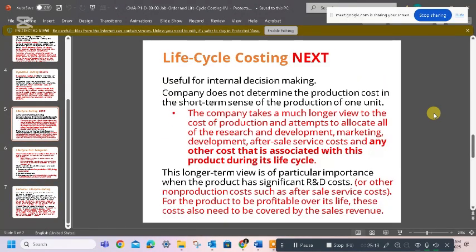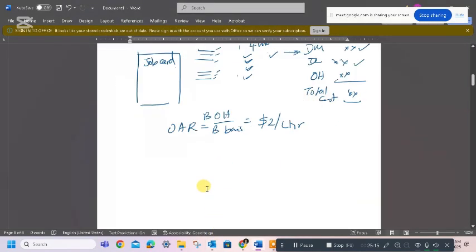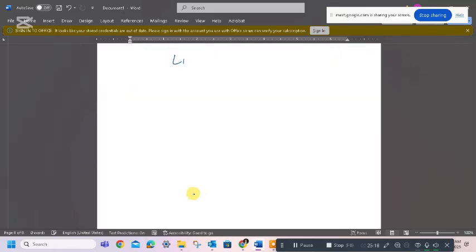What is life cycle costing? Each product has a life cycle. Don't confuse life cycle with useful lifetime. Useful lifetime means how long you can use a product. Life cycle means how long the company is manufacturing and selling the product. For example, with iPhone, each model's life cycle could be less than 2 years, 1.5 to 2 years they manufacture and then they stop it. They don't keep manufacturing the same model again and again.